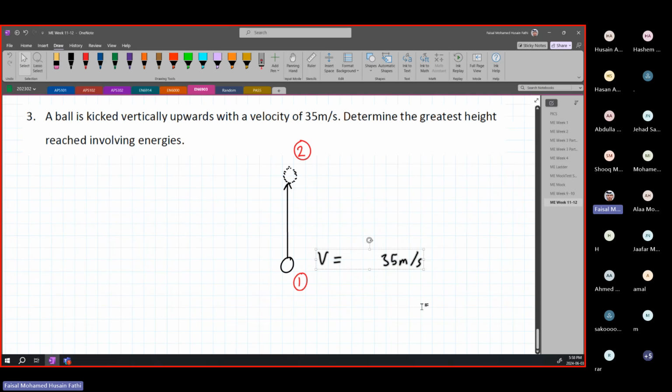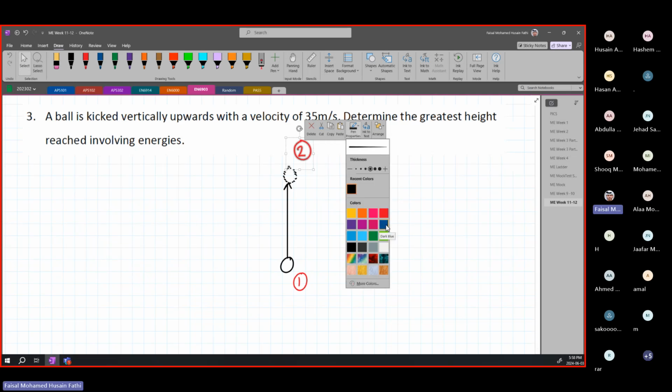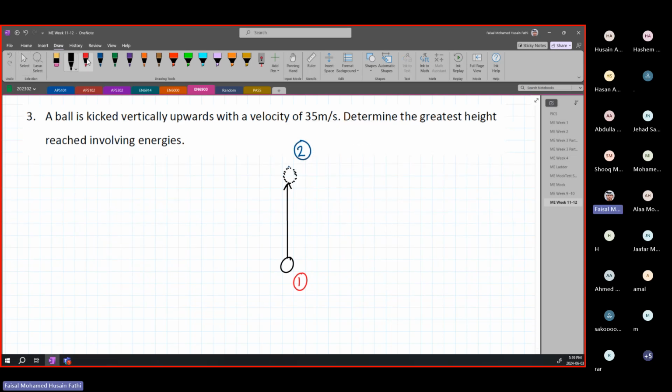So phase 1, we know the velocity is 35 meters per second. Let me change colors. All right. So this is V1, which was equal to 35 meters per second. The height here is going to be considered as 0 because this is our reference height. Usually when we're talking about heights, we're talking about the reference height. So h here is going to be equal to 0 meters. So our h1 is equal to 0 meters.